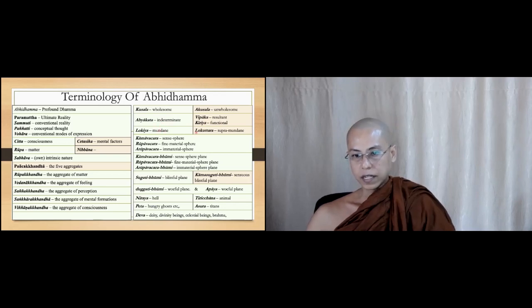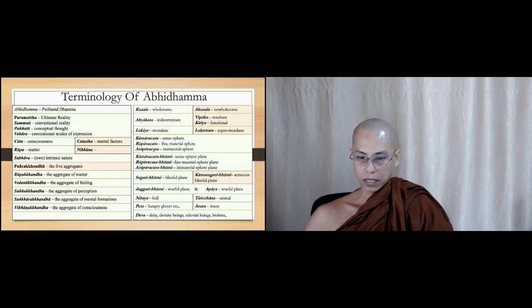Then the classification, lokiya and lokuttara. Lokiya is mundane and lokuttara is supramundane. We already talked about lokuttara, loka and uttara. Okay, then if we classify the lokiya according to the plane of existence, this becomes kamavacara, rupavacara, arupavacara. This was already mentioned in the lesson when we classified the consciousness according to the plane of existence. These words are used.